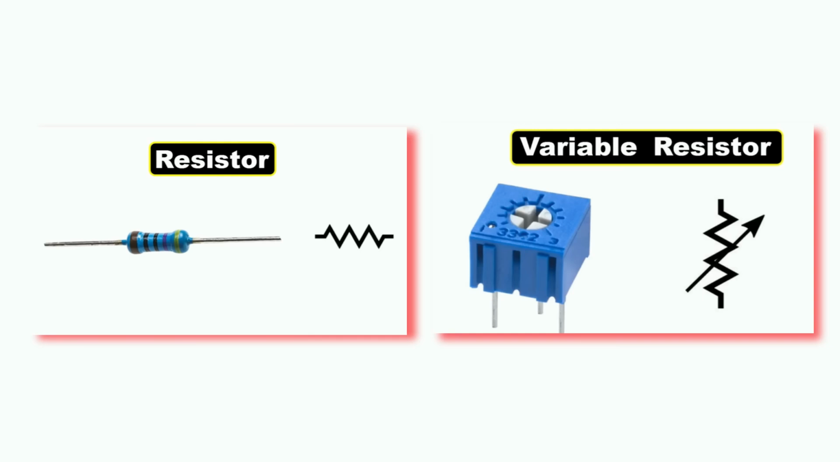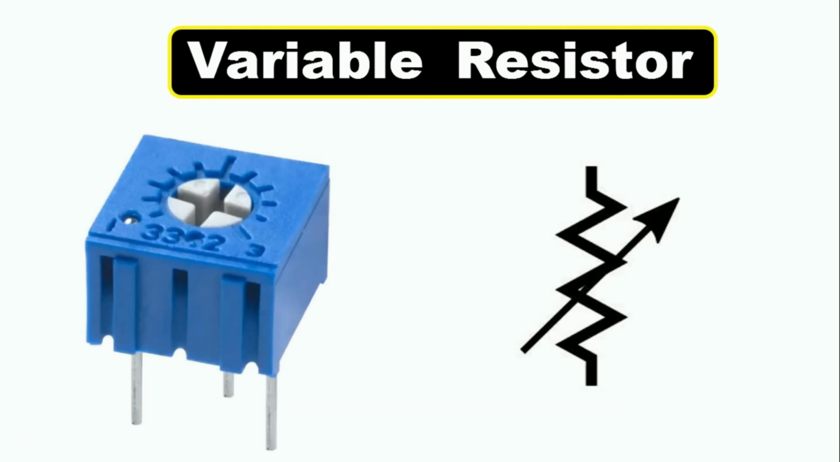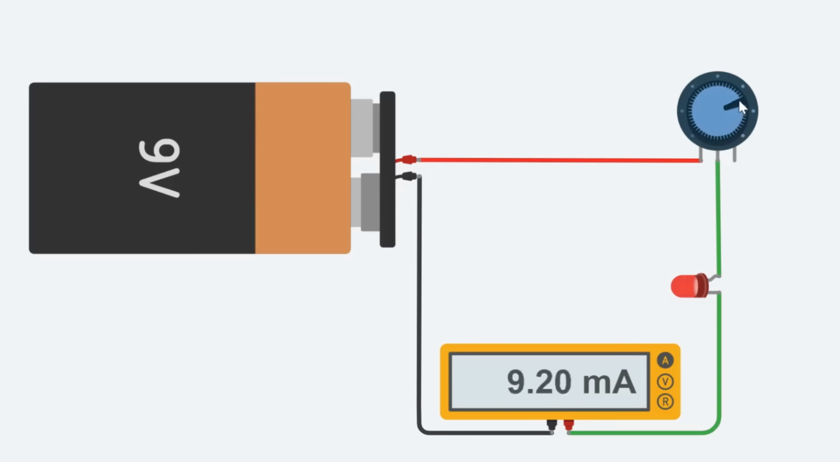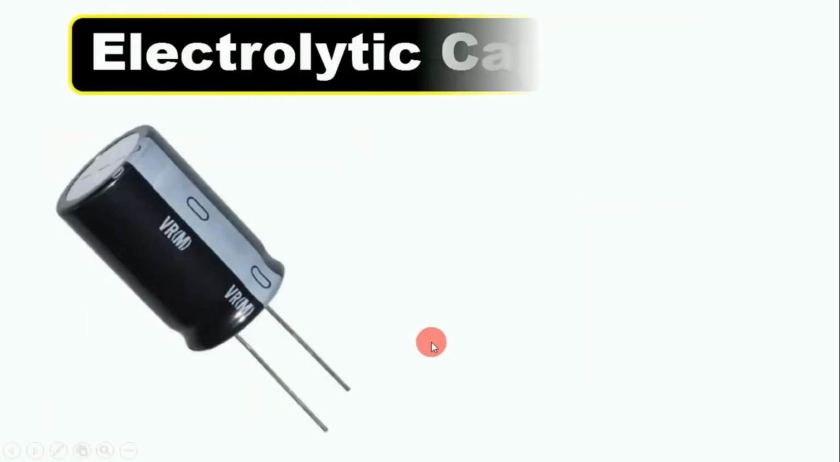So the only difference between these two resistors is that the value of this resistor is fixed and the value of this variable resistor can be changed. We use this variable resistor in a circuit where we have to control the sensitivity. That is, if we want to change the value of resistance in a circuit, then we use this type of variable resistor. Now this third component which you can see here is known as a capacitor.